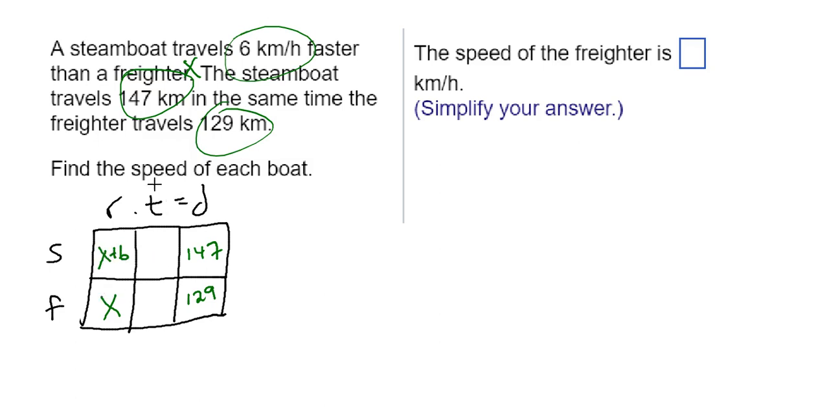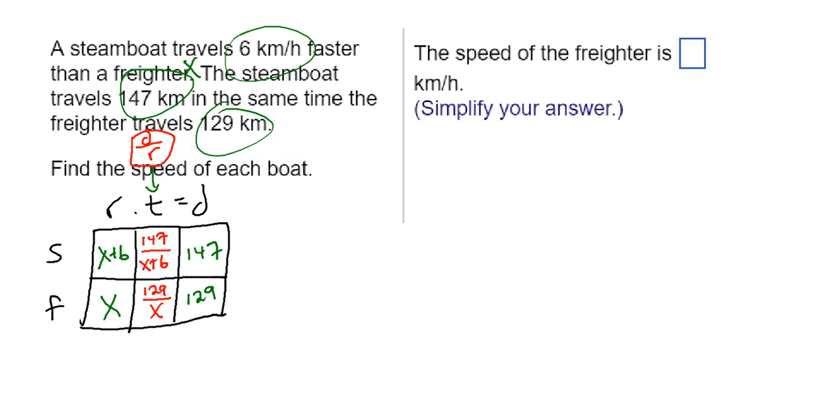And just like we did before, to fill in the time column, we will have to take the distance and the speed to figure that out. And we saw this in the last example. The time is the distance divided by the speed. So that's how we will fill in the time column here. We'll take the distance, which in the case of the steamboat is 147, divided by its speed, which is x plus 6. For the freighter, we'll take the distance, which is 129, divided by its speed, which is x.